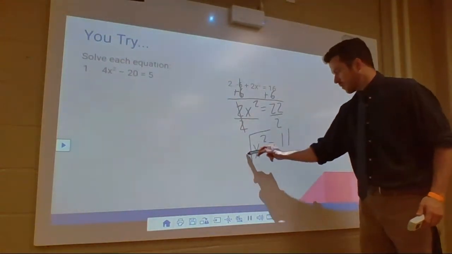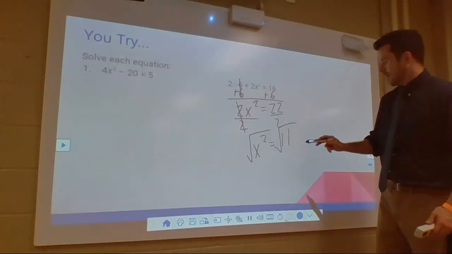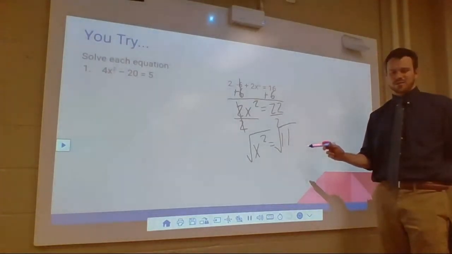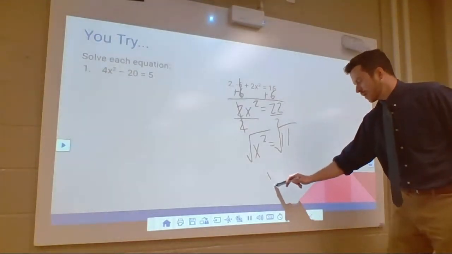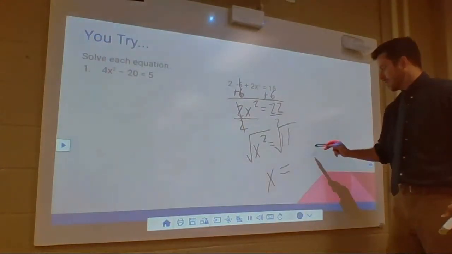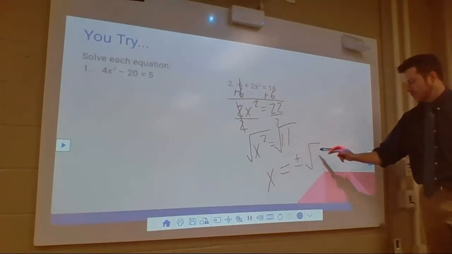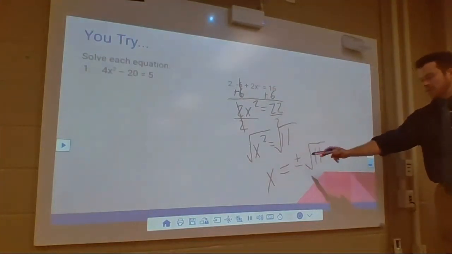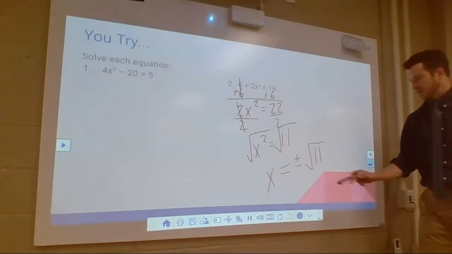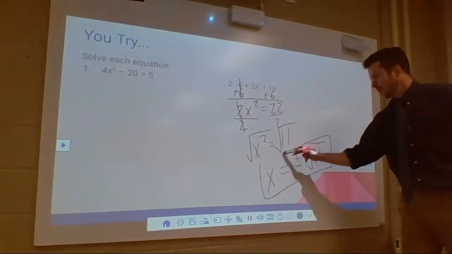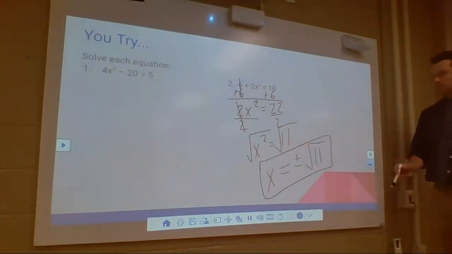So then I'll just square root that junk. And I cannot take the square root of 11, so I'm just going to leave it under the radical. We get x equals the positive or negative square root of 11. Remember, include that positive or negative in your answer. So voila, there we go.